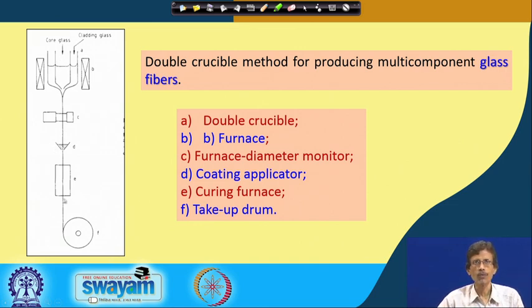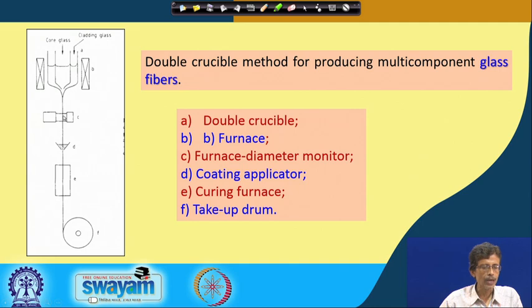This is the flow diagram or block diagram you may consider, and that block diagram has this concentric crucible, so it is a double crucible. A is therefore the double crucible arrangement where you have the melt core glass material and the melt cladding glass material. Then B is the furnace. You have the furnace on both sides, such that the material will be in the molten condition.